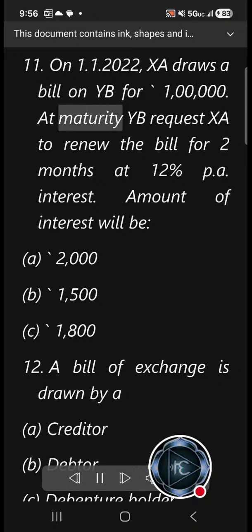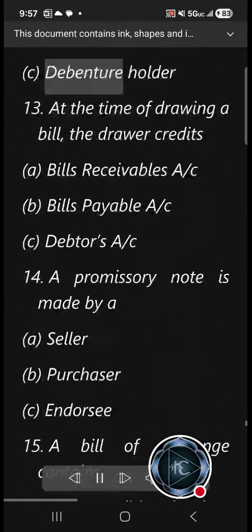On January 1st, 2022, XA draws a bill on YB for $100,000. At maturity, YB requests XA to renew the bill for 2 months at 12% PA interest. Amount of interest will be $2,000, $1,500, $1,800.